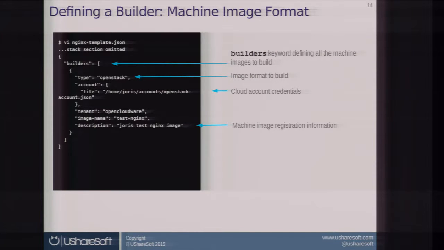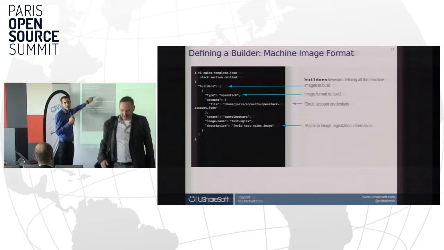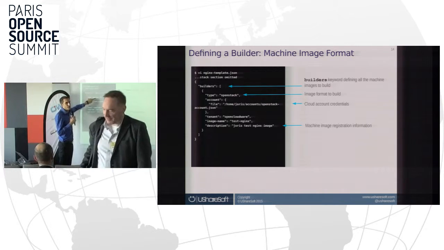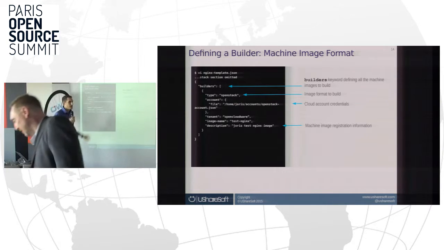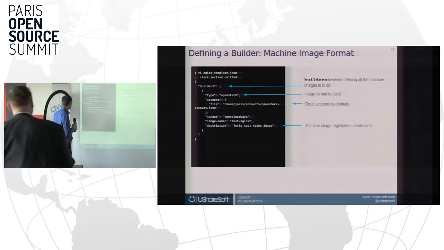So we have seen the stack part of the JSON file. We have described our Nginx template, and now we want to instantiate this model to, for example, OpenStack format. This is what we call the builder section. The builder section will at least contain a mandatory type. Type is OpenStack, type is TarGZ, type is VirtualBox, type could be KVM. The formats are all the formats supported by Hammer.